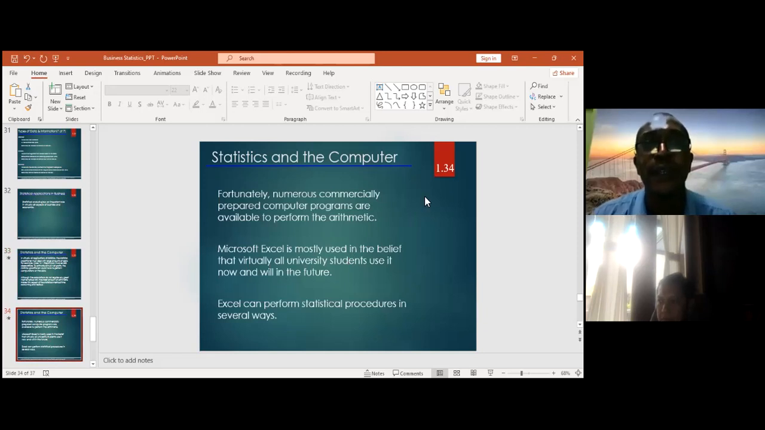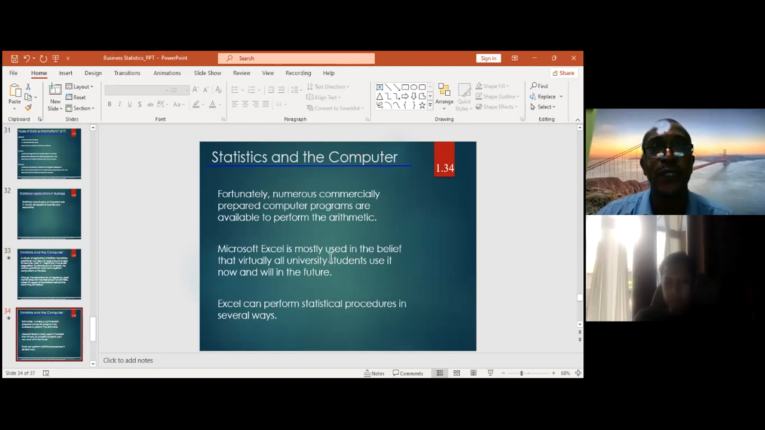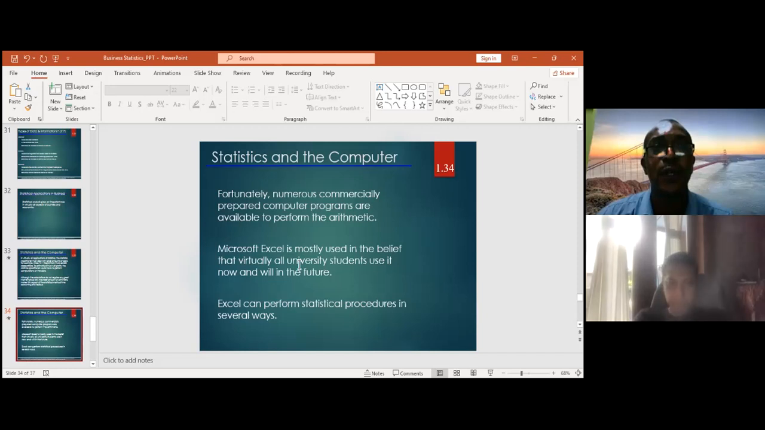So fortunately, there are numerous commercial prepared computer programs available to perform arithmetics. For example, Microsoft Excel is mostly used. Why? In the belief that virtually all university students use it now and will continue to use it in the future. So Microsoft Excel is very simple. With little effort and little practice, you can easily do a lot of calculations with Excel.